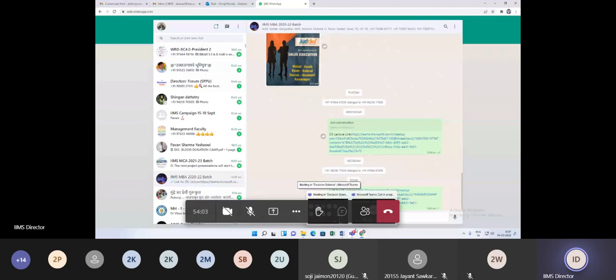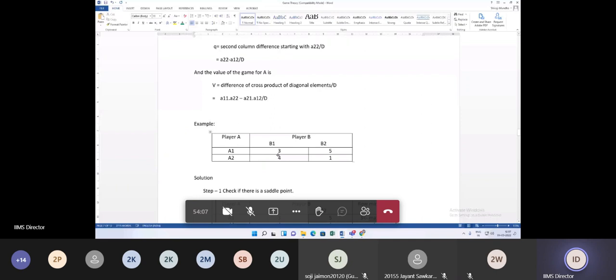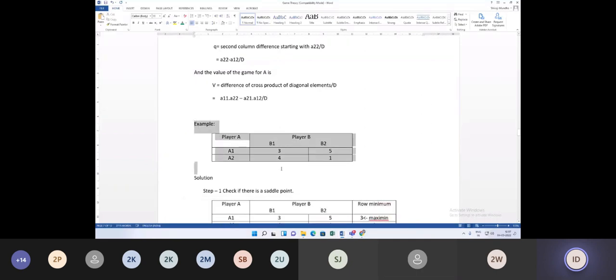Note down the example. Player A and player B. Note down this example. Come on, do fast.